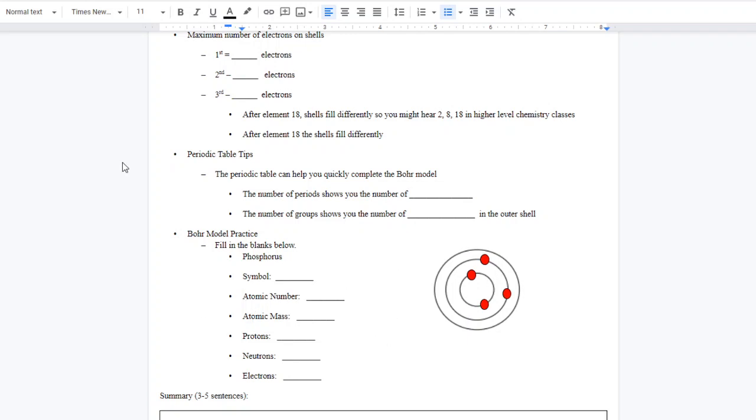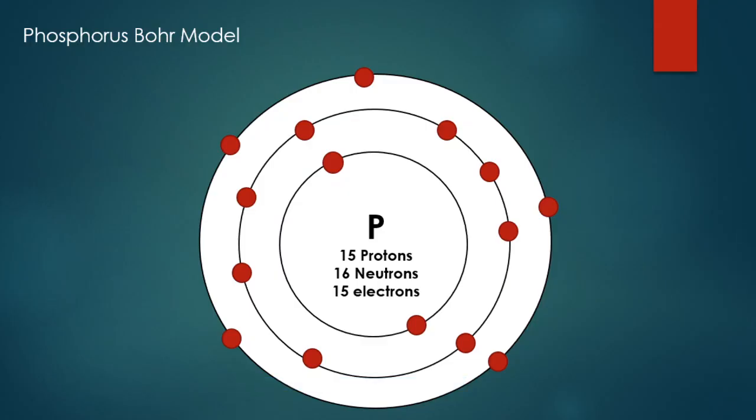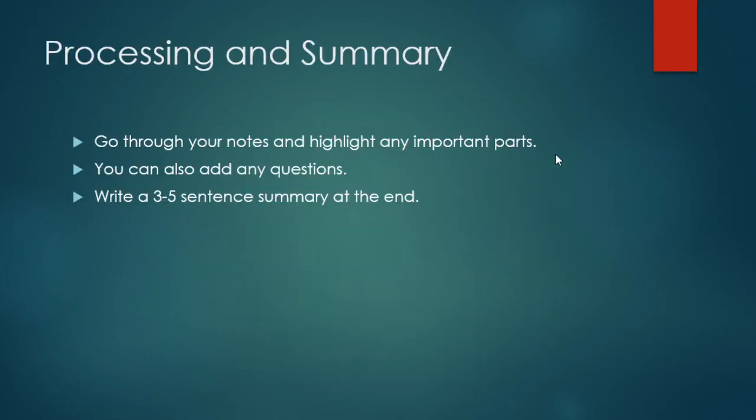The last thing you're going to want to do is finish your summary, which is there at the bottom. Make sure that you've gone through your notes and highlighted any important parts, and then add any questions you might have for me, and then write a 3 to 5 sentence summary at the end.